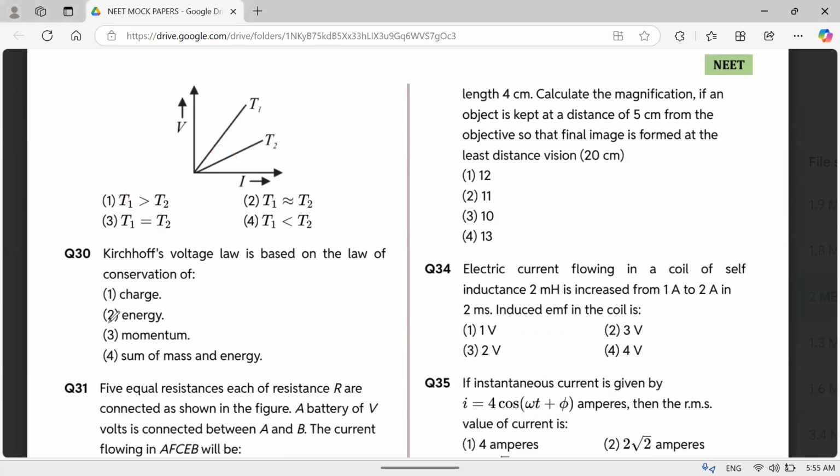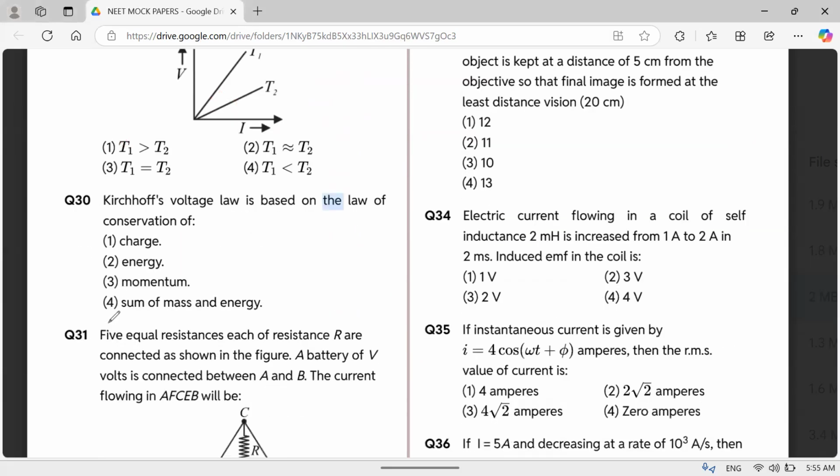Sure. Kirchhoff voltage law is based on the law of conservation of charge. Is it correct? Sleeping, all of you. Conservation of energy. Yes, energy. Sir, you said I'm writing there wrong, you're not telling the answer. I just wantedly written there. What is the answer? Energy. Energy, sir. Well, sure. Next one.